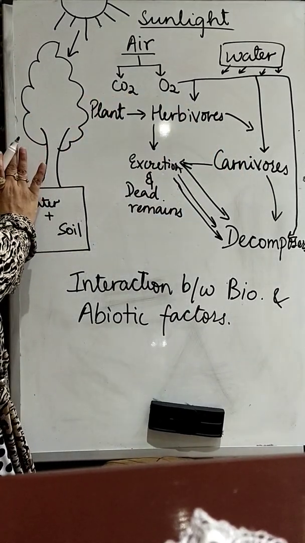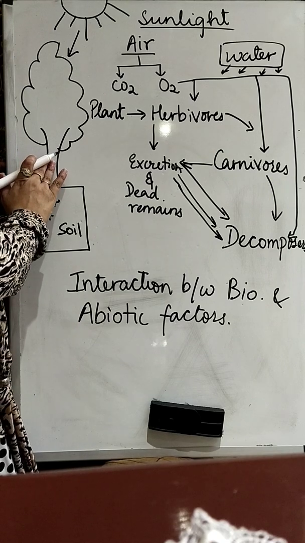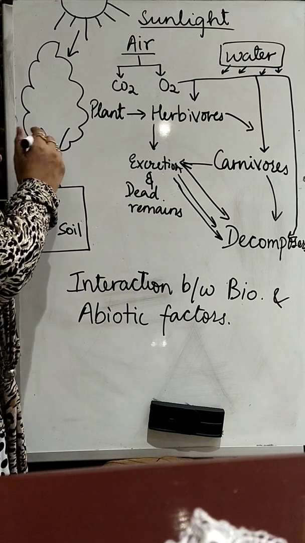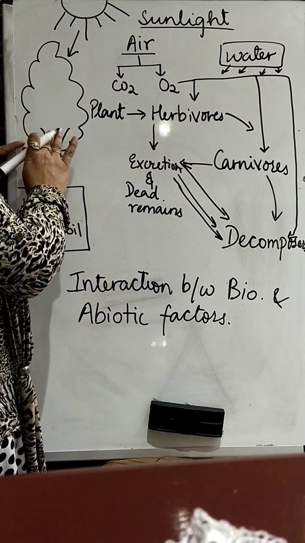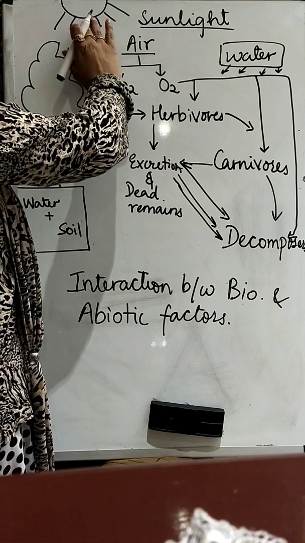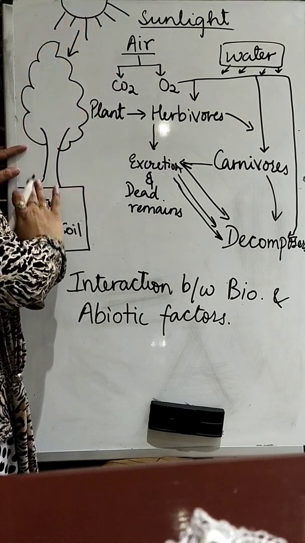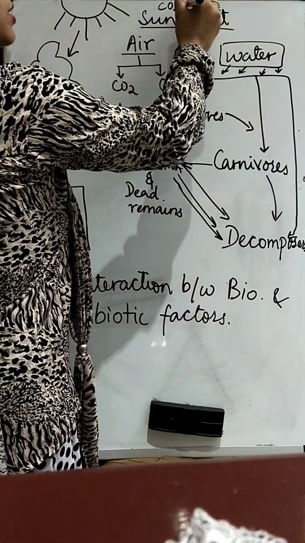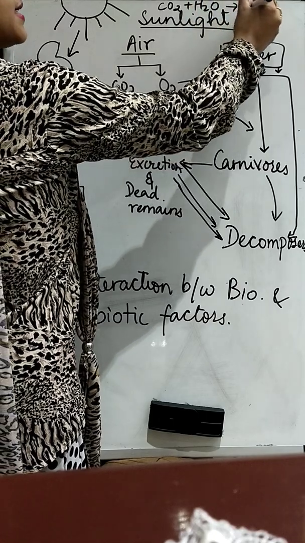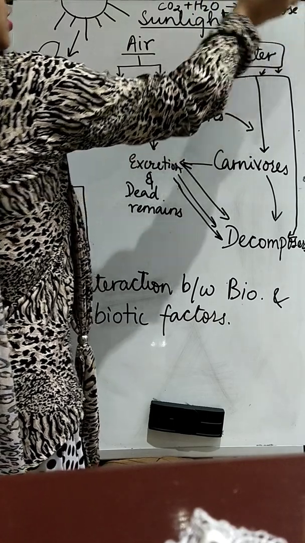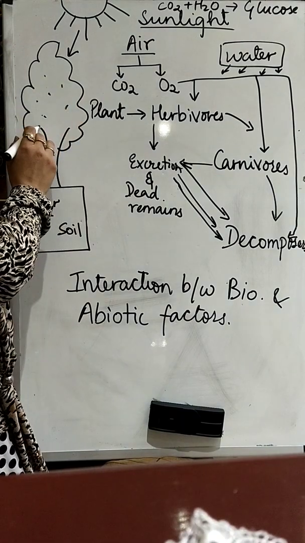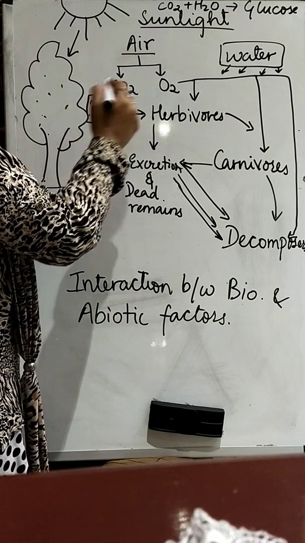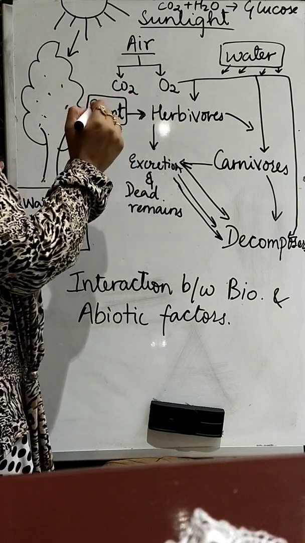So if you remember, plants do photosynthesis for the making of their food. So they are making food by using the sunlight. With the help of sunlight, carbon dioxide, and water, plants can make their food. So by the process of photosynthesis, plants make their own food, and these plants are eaten up by the herbivores.